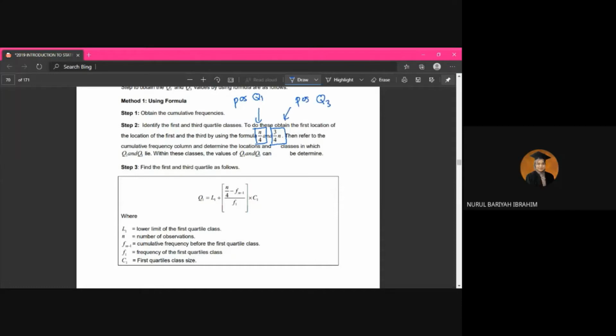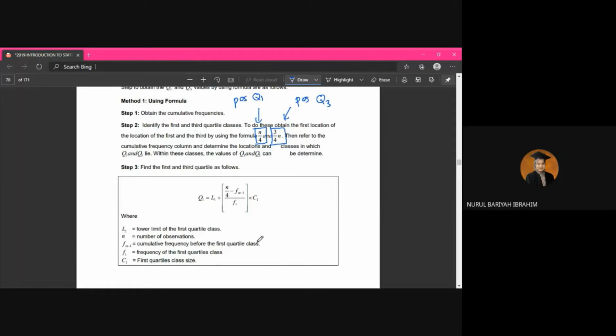We want to know which class Q3 is in, so we have to find the position first. It is like how you found the median before: you have to find first which class contains the median. So the method is the same. Now, to get the position for Q1, it is n over 4. The position for Q3 is 3 over 4 multiplied by n.